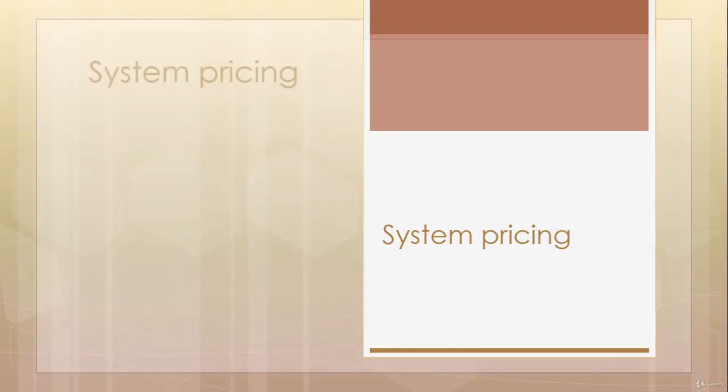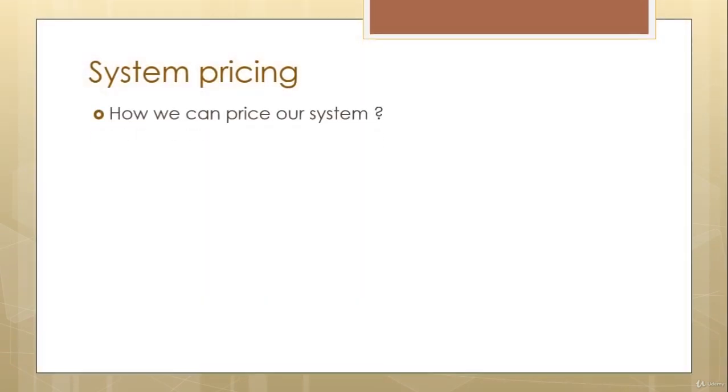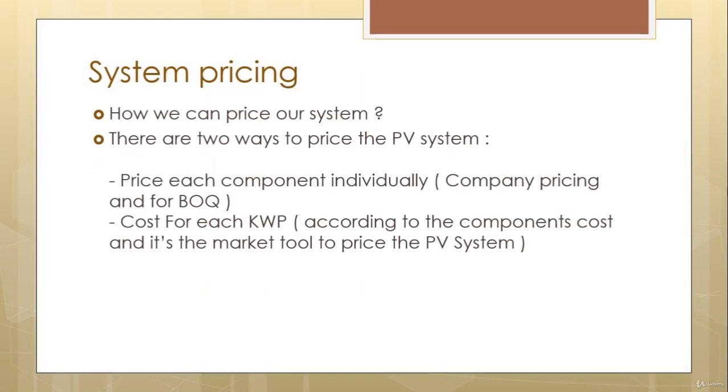Now we are going to learn how we can price our system. Actually, there are two main ways to price the PV system. Price each component individually, and this is what happens in the PV companies. And we use this price for each component to make the BOQ, which is the bill of quantity, and we will see it in the financial report. So price each component individually. This is the company pricing inside the company.